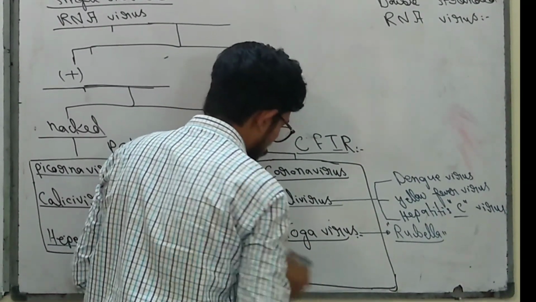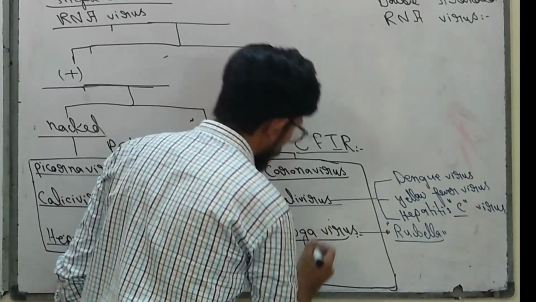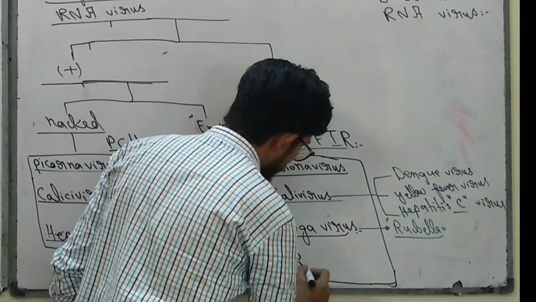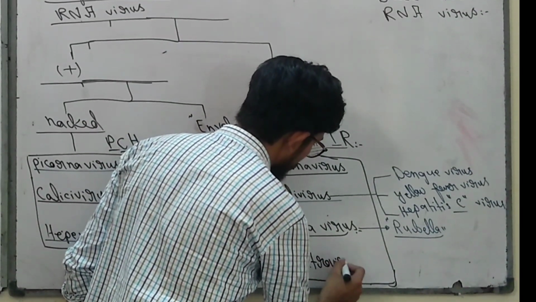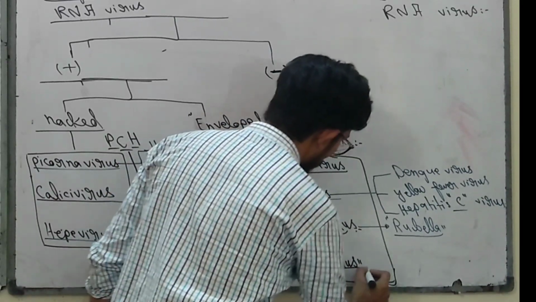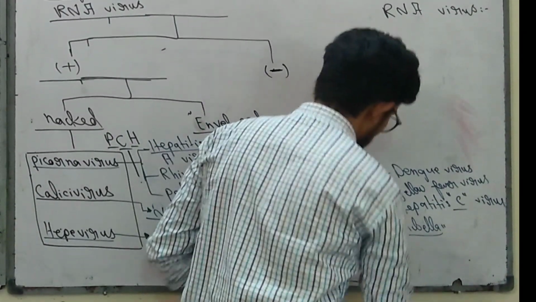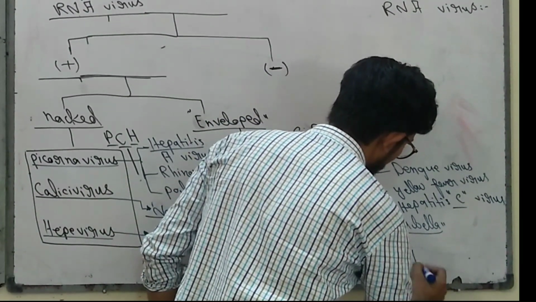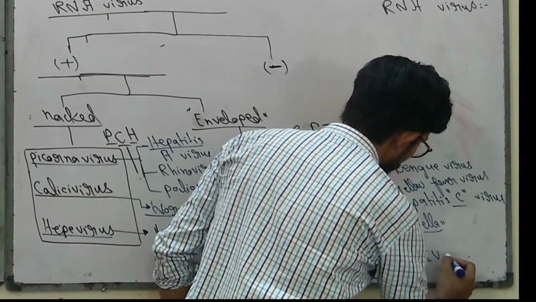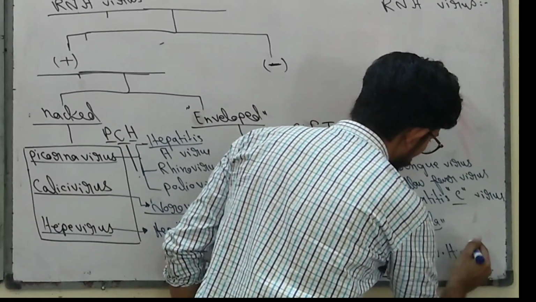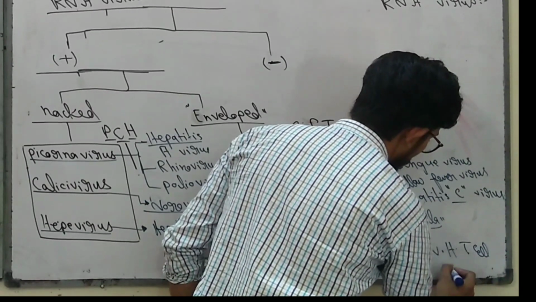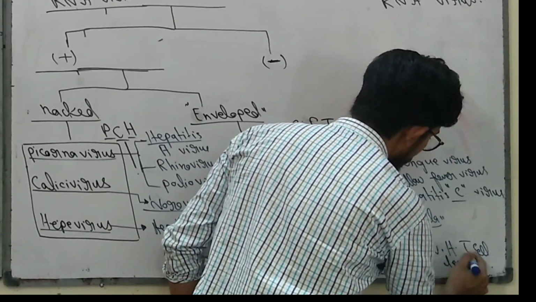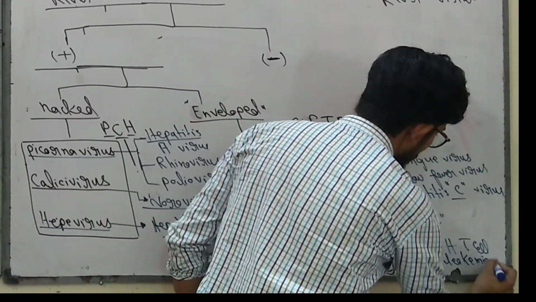The fourth one is retrovirus. It is the most important because the family contains HIV. Not only HIV, it also contains human T cell leukemia virus.